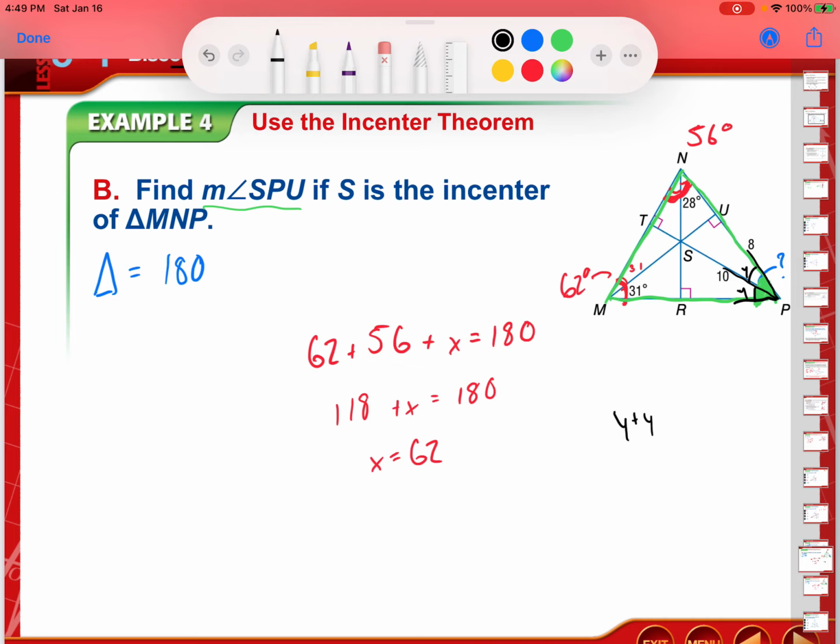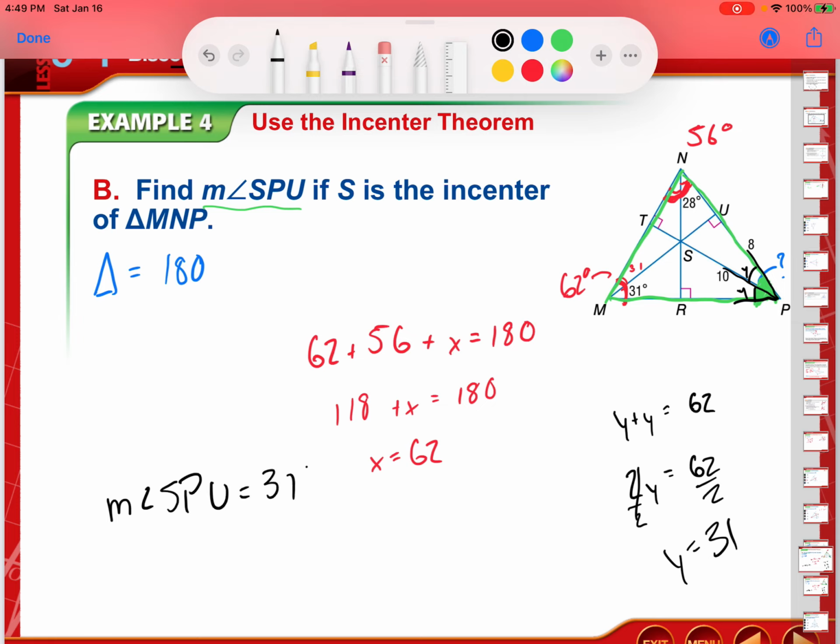So we know, I'm going to call this y. So we know y plus y is going to equal 62, or 2y equals 62. So if we solve that and divide by 2 on both sides, we would find out that y equals 31, also known as the measure of angle SPU equals 31 degrees.